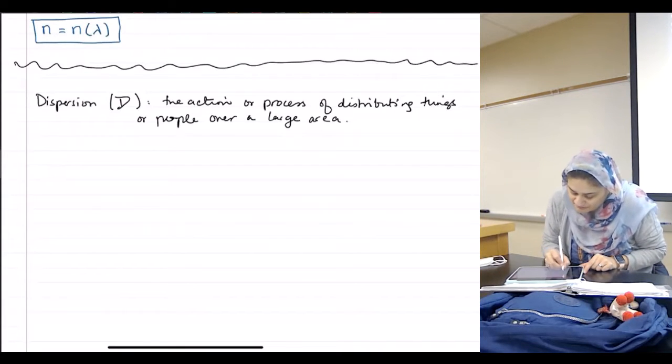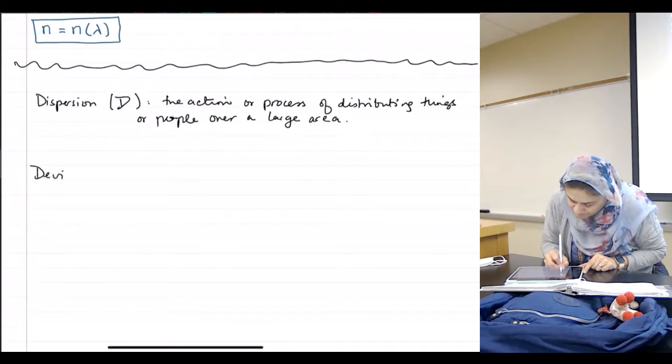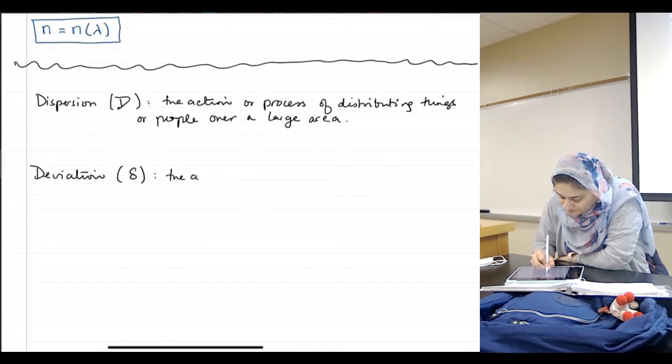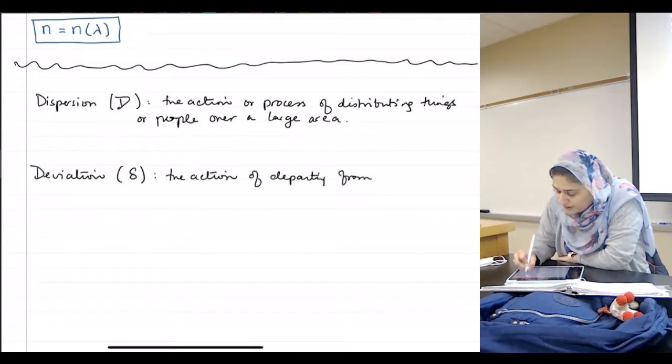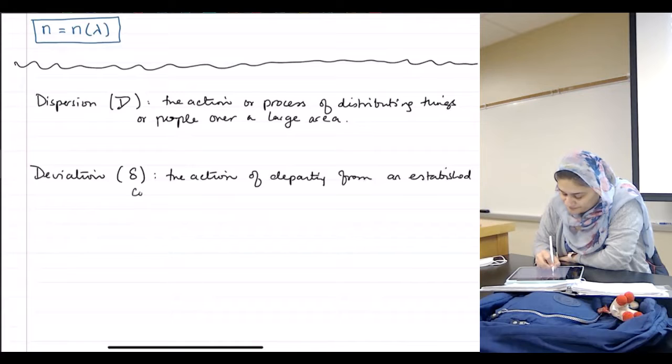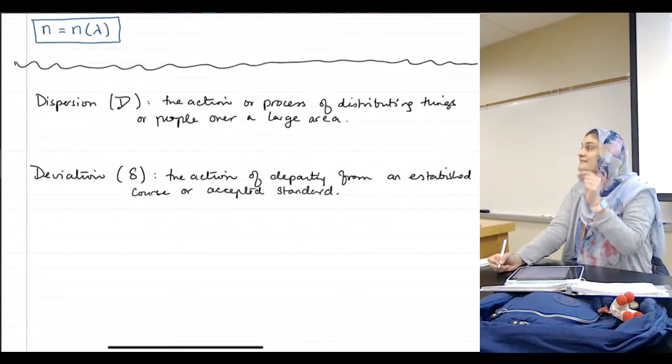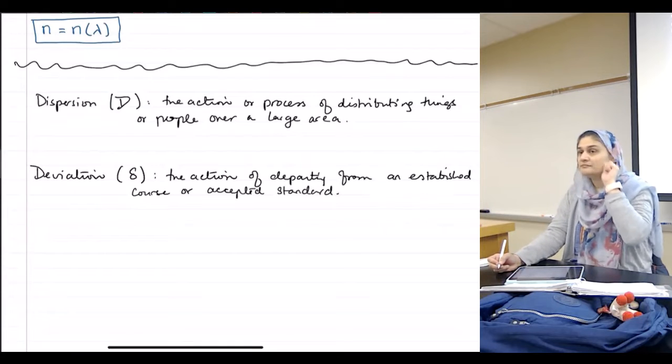And deviation, that we define with these deltas, is the action of departing from an established course or accepted standard. So think of this as a deviation away from the normal.